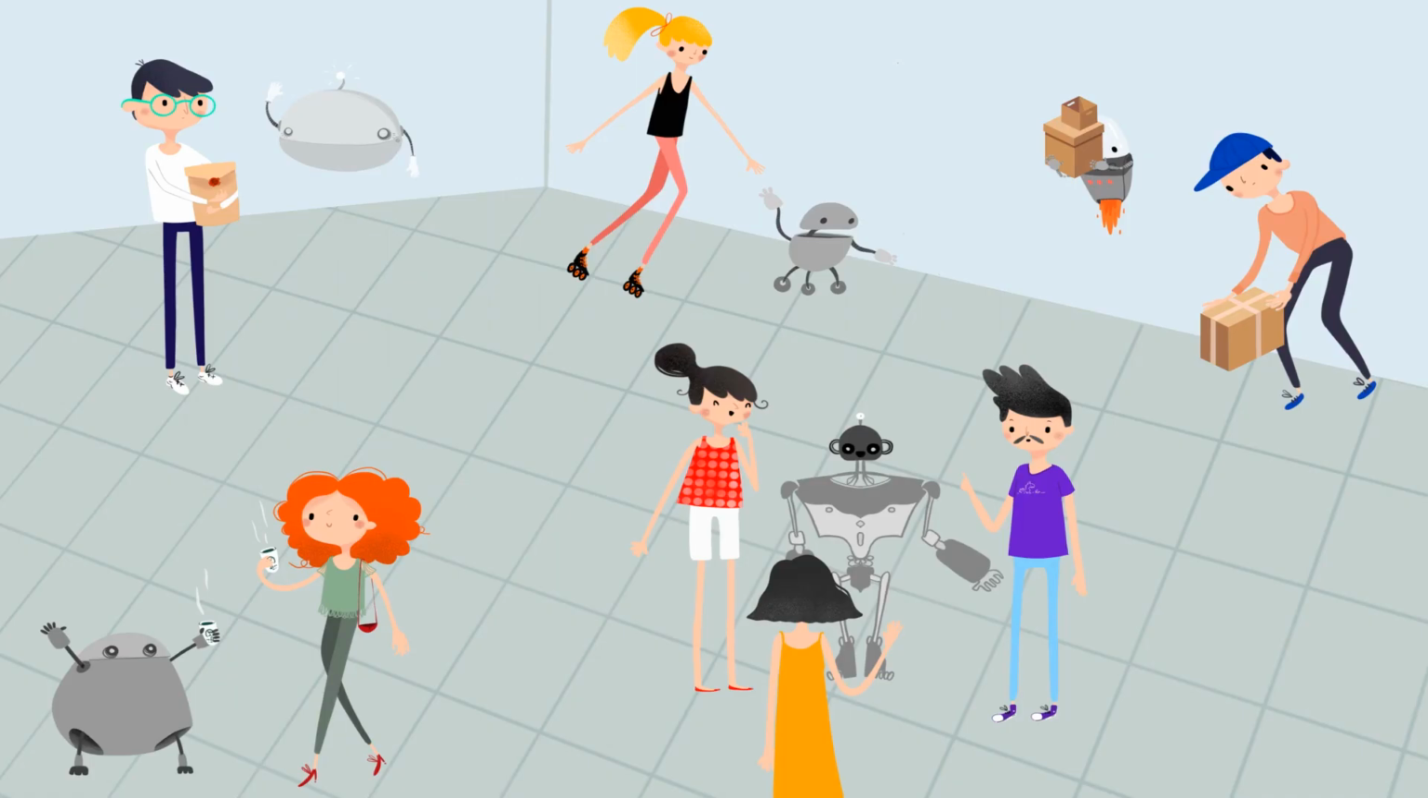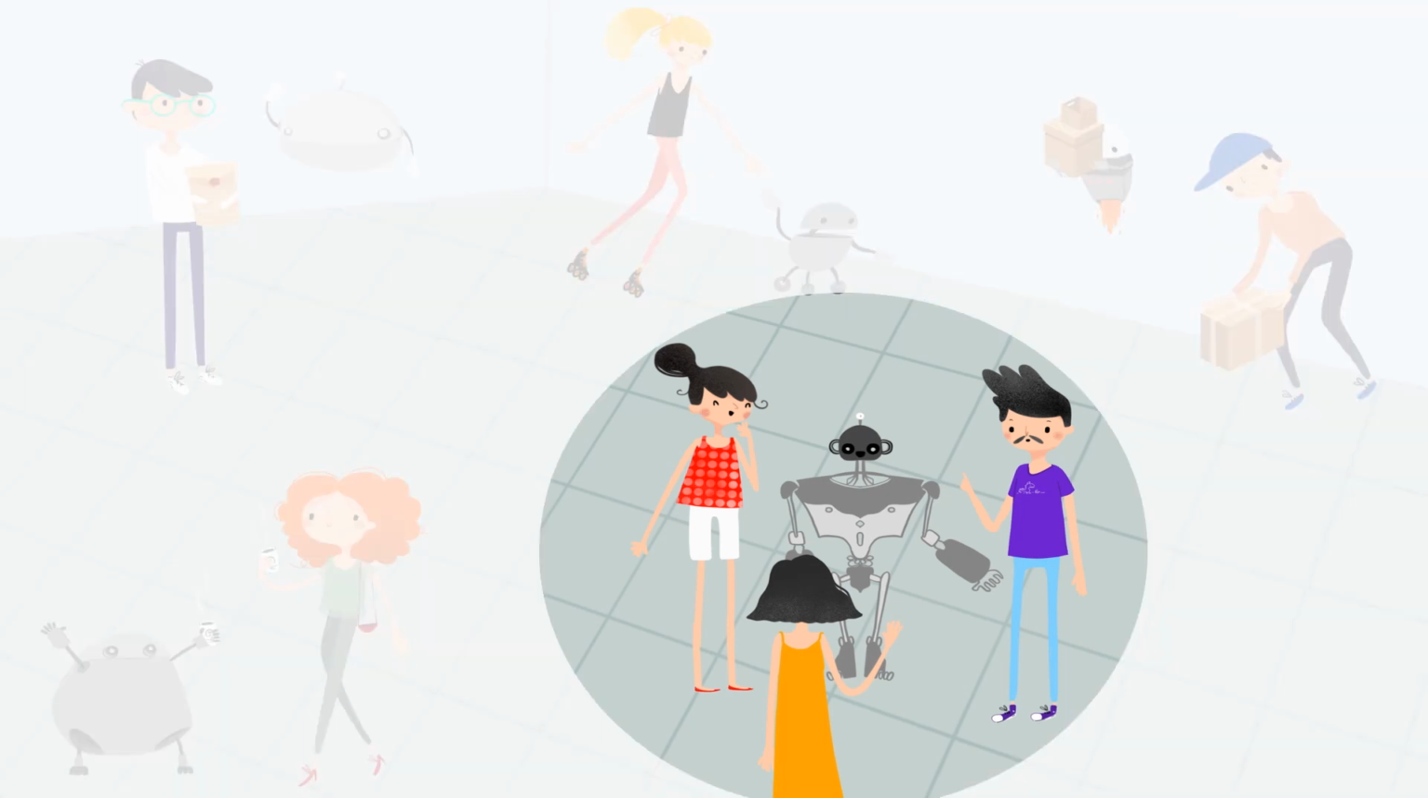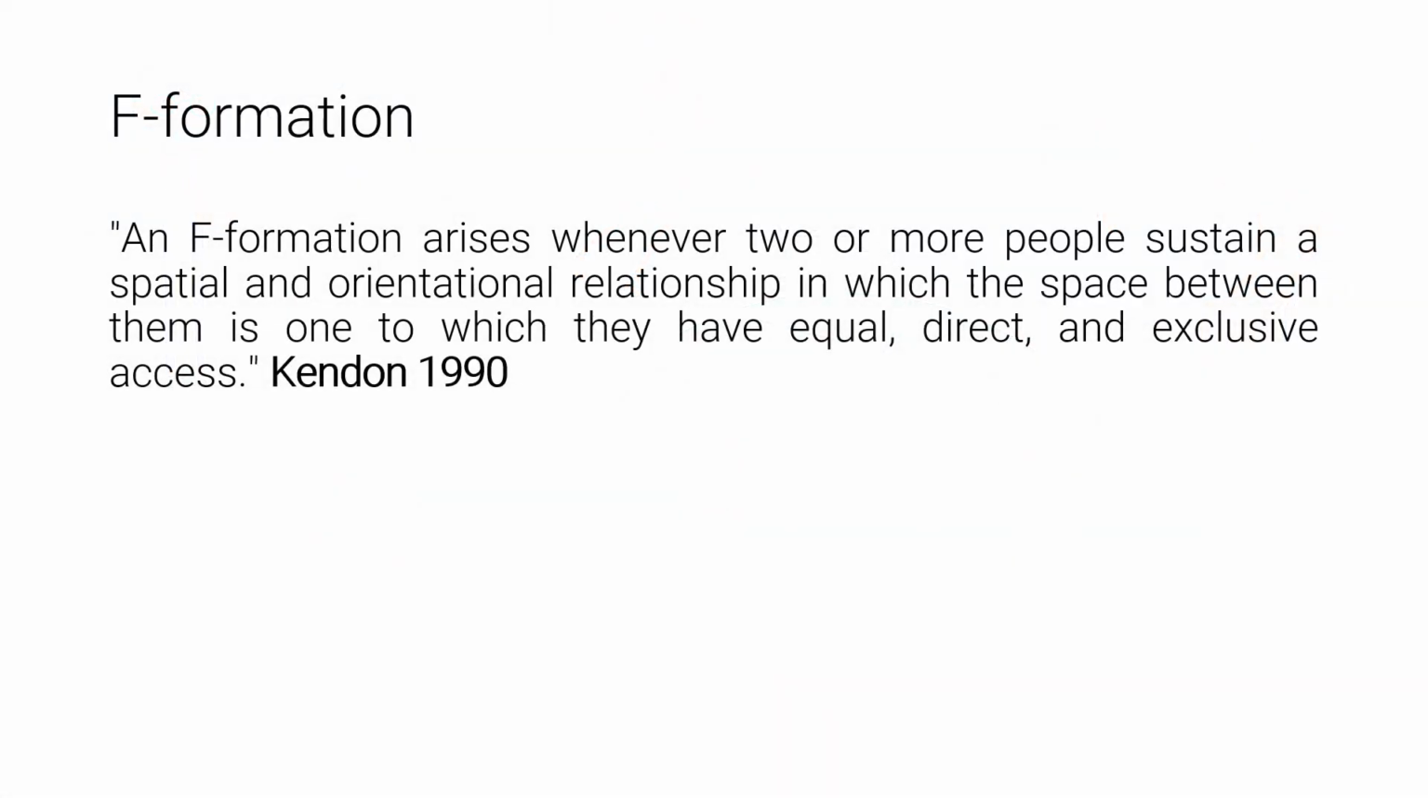My vision of the future is that people accept robots in their daily life. In order to achieve that vision, I'm focusing on human-robot conversational groups. The definition of F-formation by Kendon is: an F-formation arises whenever two or more people sustain a spatial and orientational relationship in which the space between them is one to which they have equal, direct, and exclusive access.